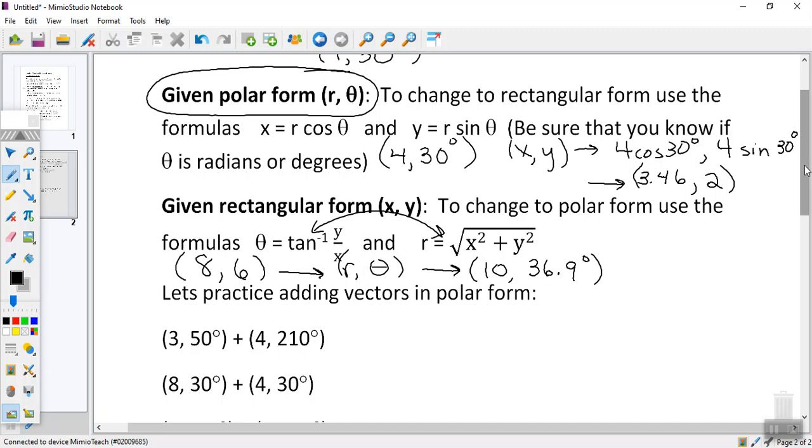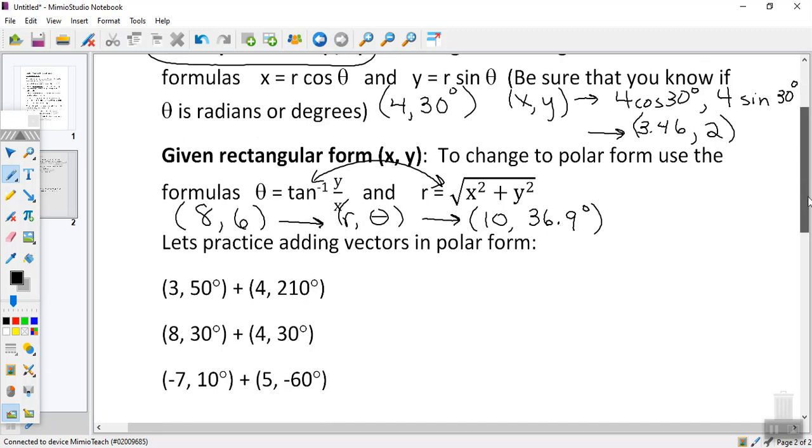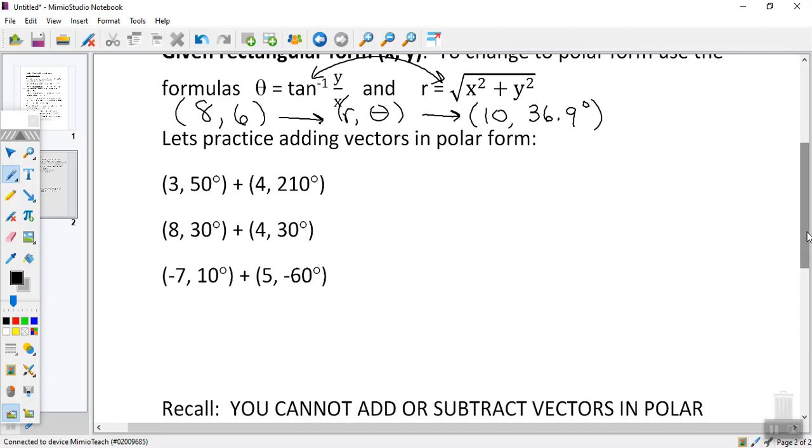Okay. So let's practice adding vectors in polar form. Adding vectors in polar form may not be as easy as just adding stuff up. Typically we add vectors in rectangular form and then convert them back to polar form. So the first thing I want to do is convert these two. These are both in polar form to start, right? Let's convert both of these to rectangular form. When you have rectangular form, you can easily add stuff up. Okay? So help me out, friends.